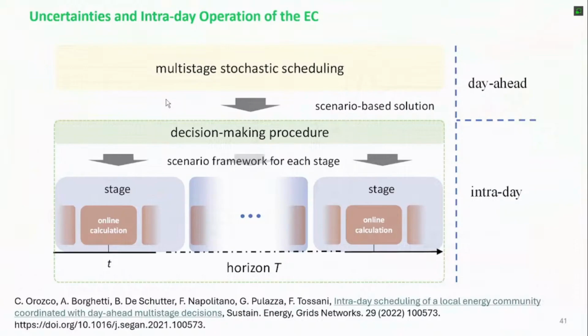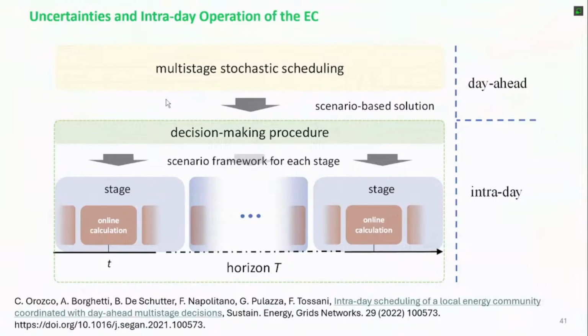So the idea of multi-stage stochastic is that from the forecast of the day ahead, we create several scenarios. So we say, okay, there is an uncertainty. From one profile, we can obtain other 60 profiles, so several profiles, both for the production and for the load. And then we can obtain a tree of decisions for each stage.